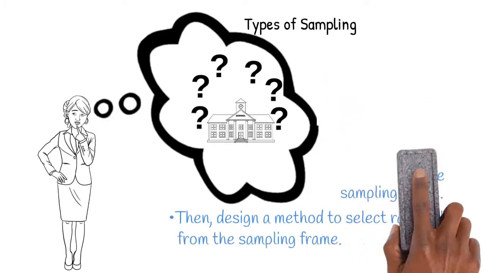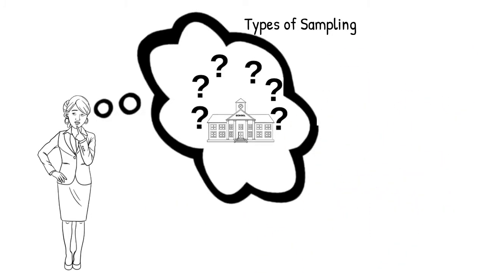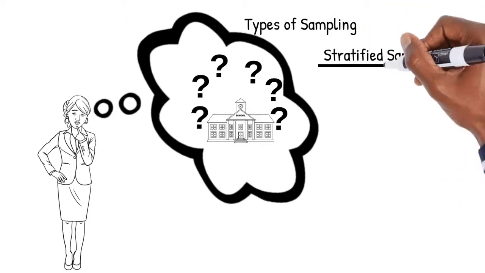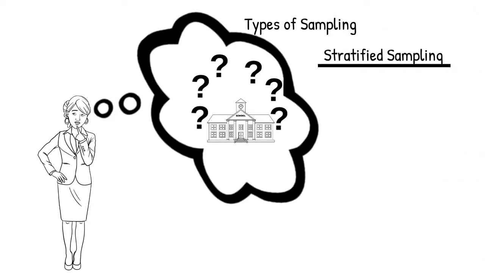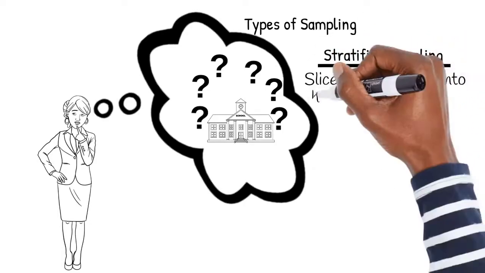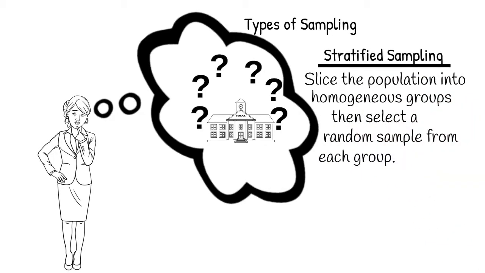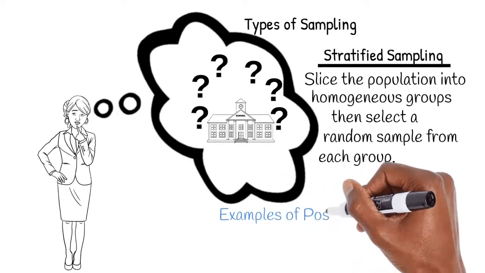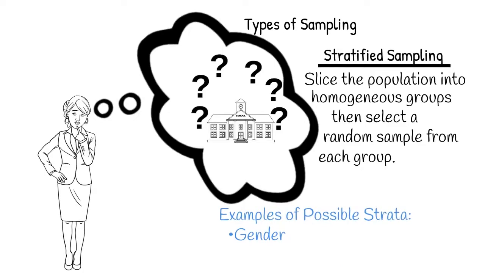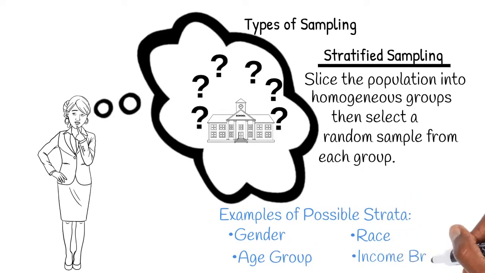While Kate likes the idea of using this method to collect data, what if it's important that she surveys the same number of men and women? Or if she wants race in her sample to be represented in the same proportions as the population? In those and similar cases, a stratified sample might be a better idea. In stratified sampling, we slice the population into homogeneous groups, then select a random sample from each group. Each homogeneous group is called a stratum. Put together, the groups are called strata. Examples of common strata are gender, race, age group, and income bracket.